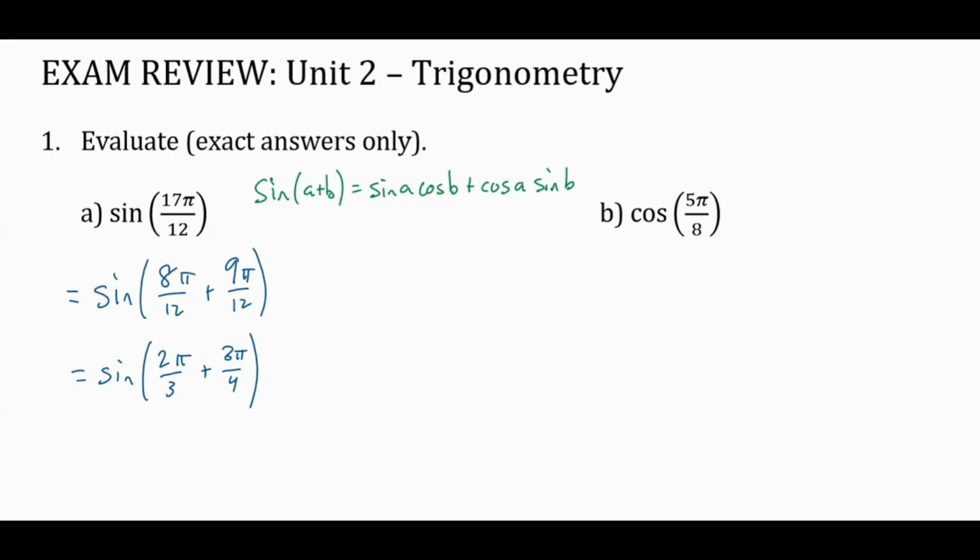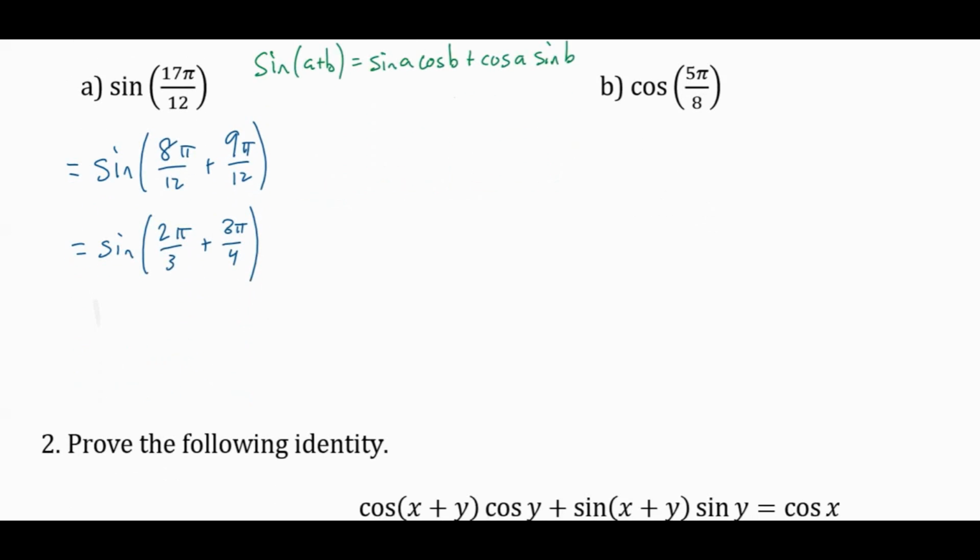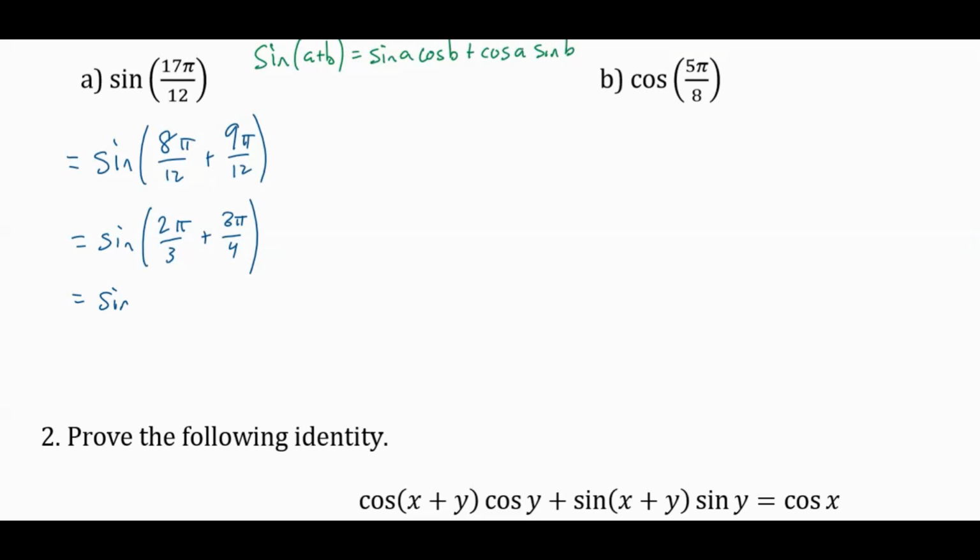So sine A cos B plus cos A sine B. And in this case, you don't have to show all the work. You can and probably want to just go straight to the answer. You may still need to draw the triangles. This is pi by 3. This is pi by 6. 1, 2, root 3. Pi by 4. 1 and root 2.